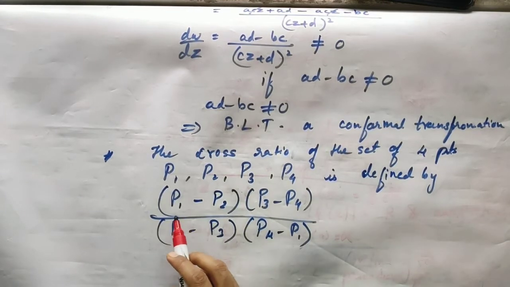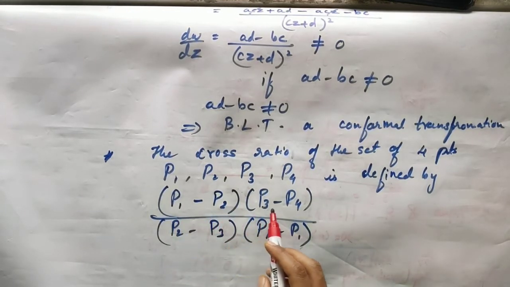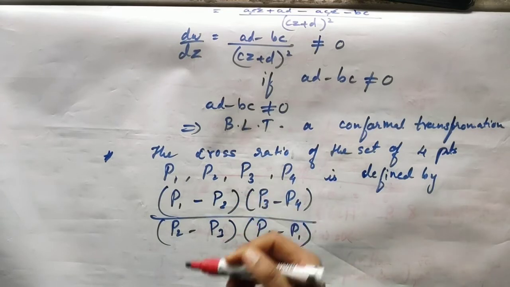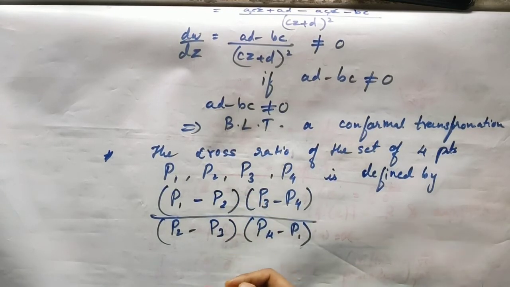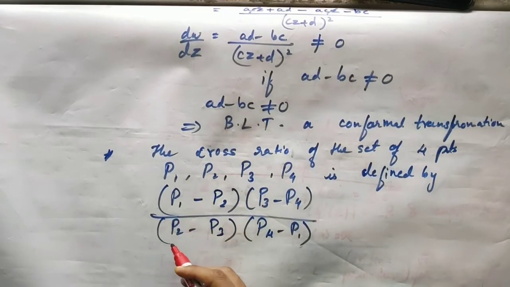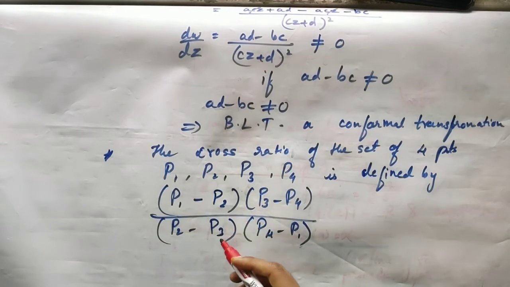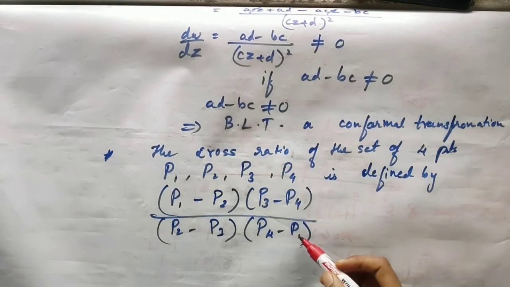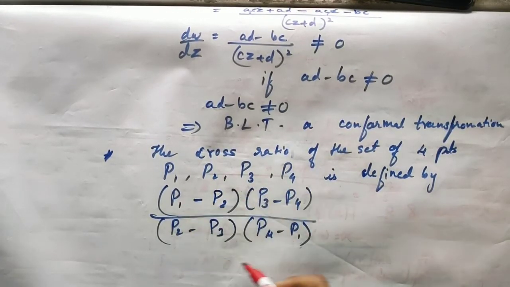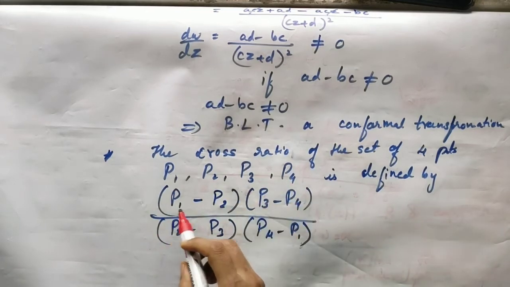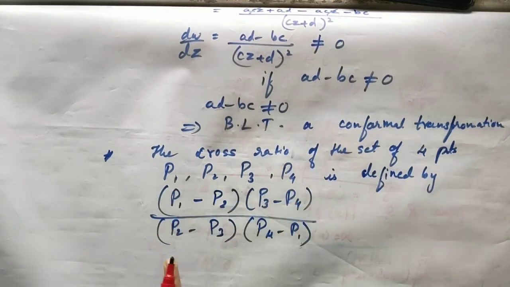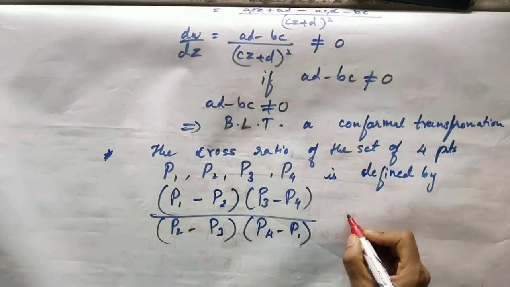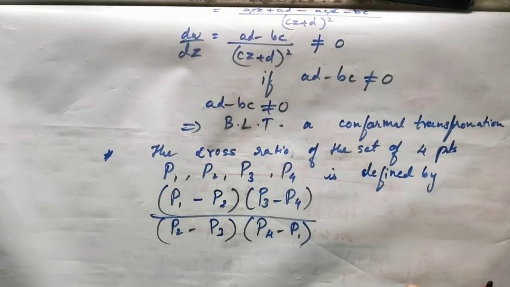You take it as (P1 minus P2) into (P3 minus P4), just in order, and the denominator is in cyclic form. How? Wherever it is P1, you replace it by P2. Wherever it is P2, it is replaced by P3. P3 is replaced by P4, and P4 is replaced by P1. So you can easily remember. Everything is in order in the two brackets, and in the denominator only you have to follow the cyclic pattern. So this is called the cross ratio of the set of 4 points.